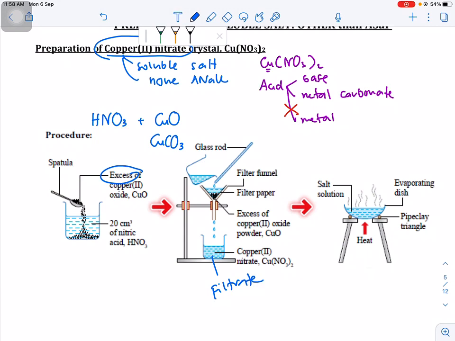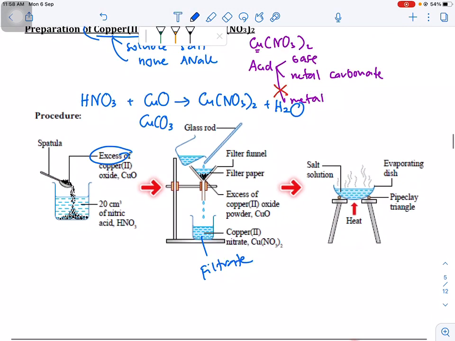What is our filtrate? When acid jumpa dengan copper II oxide, we got copper II nitrate, salt and water. Acid and base, salt and water. So our filtrate is actually copper II nitrate and water. But we only want the copper II nitrate. We want to eliminate water. How? Again, we will heat our mixture until saturated. The purpose is to remove water.